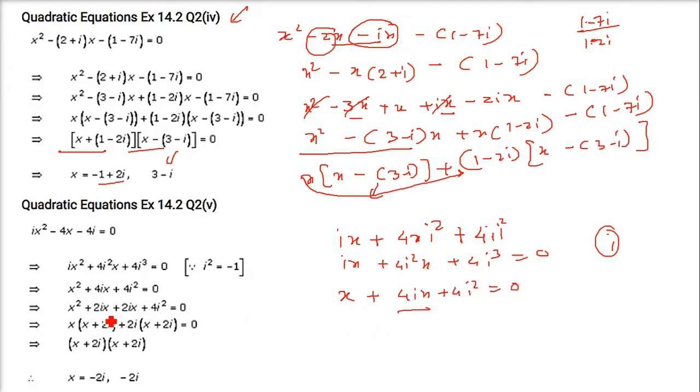Now write this, 4ix as 2ix plus 2ix. Now take x common from here, you get x plus 2i. You take 2i common from here, you get x plus 2i. So this is simply x plus 2i whole square. So you get x equal to minus 2i, x equal to minus 2i here.